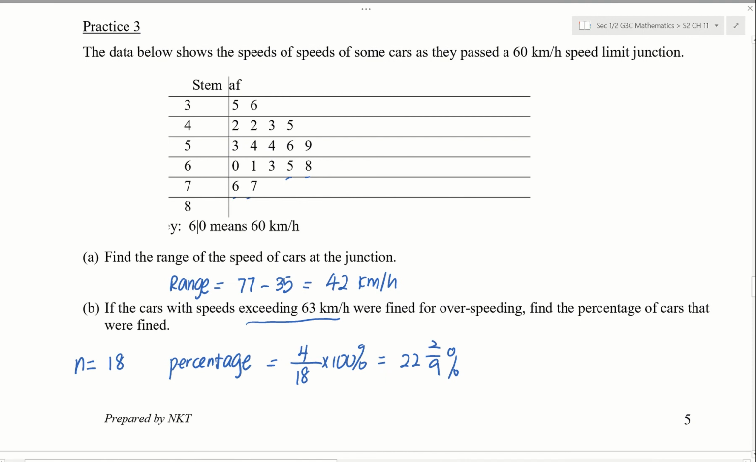Now practice 3. So check the answer over here. Range, simply largest minus the smallest. This 8 over here has a blank. Okay, so there isn't an 80 something kilometer per hour. Largest is only 77.